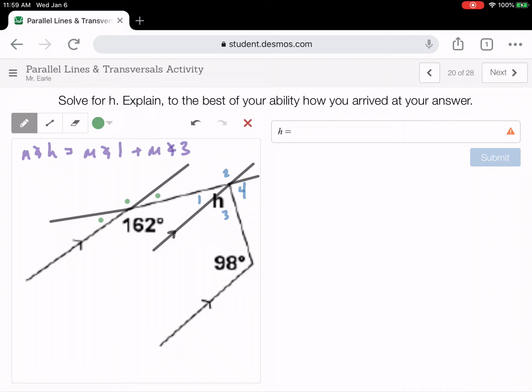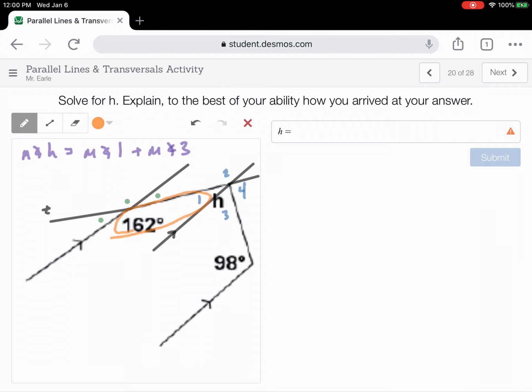So now that I can see that I have these two parallel lines up here, and they are cut by this transversal, which really doesn't have a name, but I guess I could call this transversal T. I can compare some of these angles. For example, I could take a look at angle 1 and the 162-degree angle.